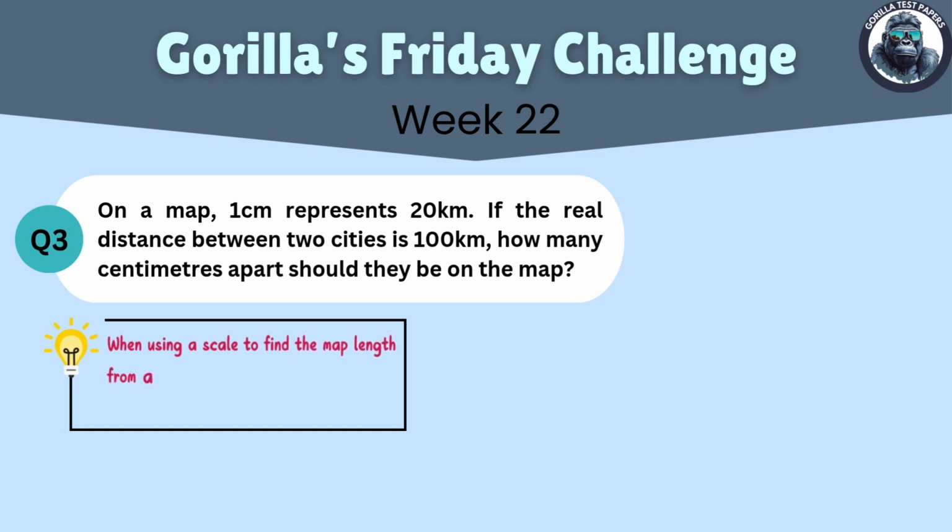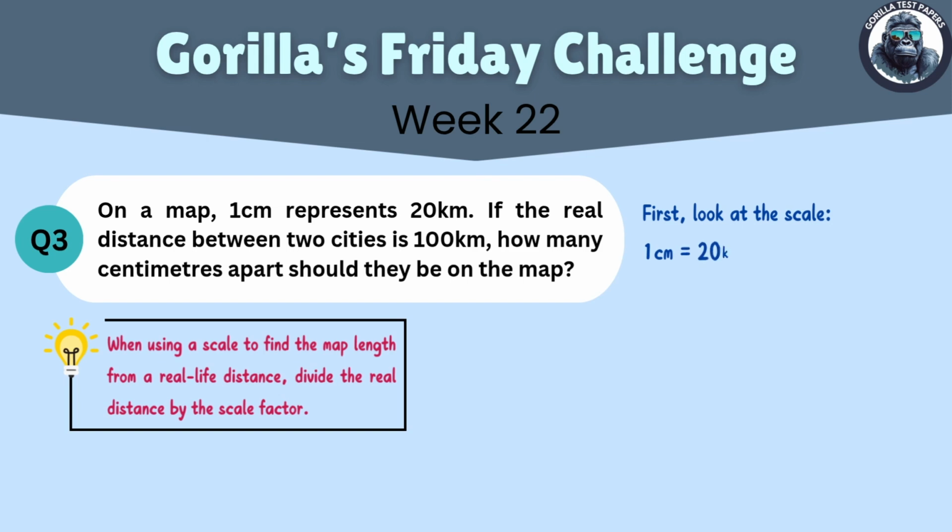The learning point for this question is that when using a scale to find the map length from a real life distance, divide the real distance by the scale factor. So first, let's look at the scale, which is 1 centimeter equals 20 kilometers. This means that every 1 centimeter on the map is the same as 20 kilometers in real life.